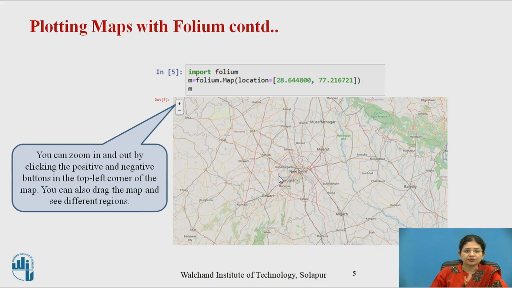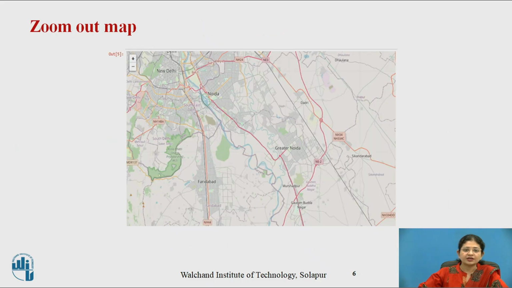Now you can zoom in and out by clicking the positive and the negative buttons in the top left corner of this map. You can also drag the map and see the different regions. So look at here, when I drag the map, I can see the different regions of New Delhi easily. So look at here, Noida is there, Greater Noida is there, Faridabad is there. So this is the zoomed out image of the previous map.